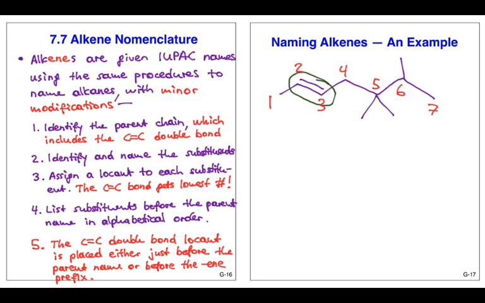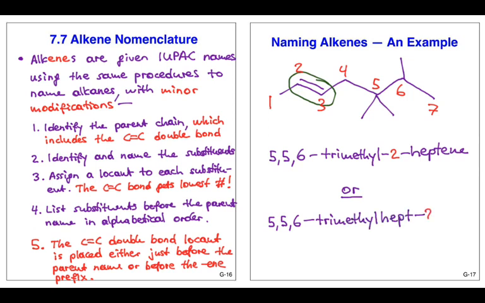Then we also see that we have 3 methyl substituents attached. 2 are attached to position 5 and 1 is attached to position 6. And so now we are ready to assemble the name. So the name is either 5,5,6-trimethyl-2-heptene, or alternatively we could call it 5,5,6-trimethylhept-2-ene.